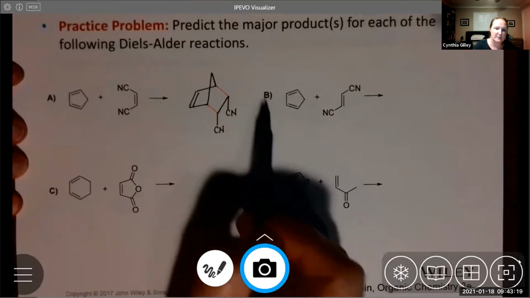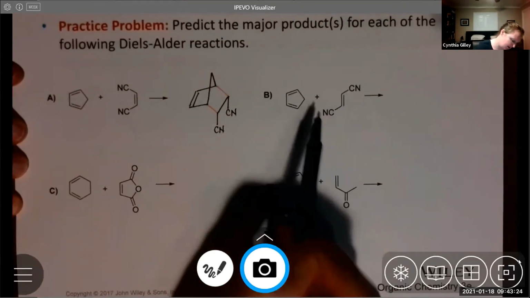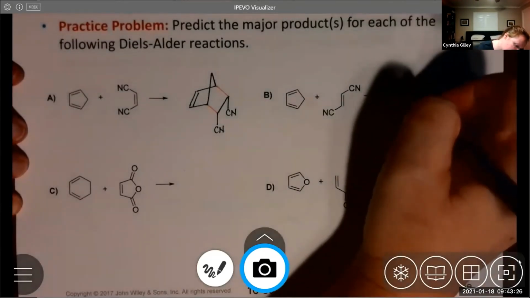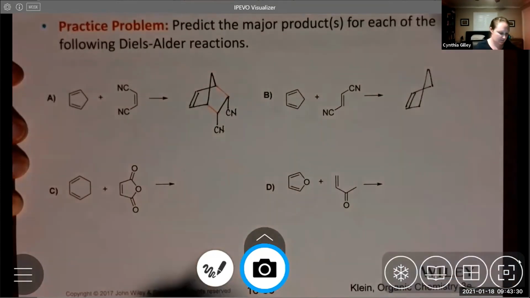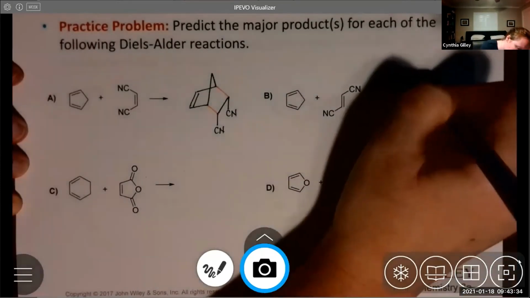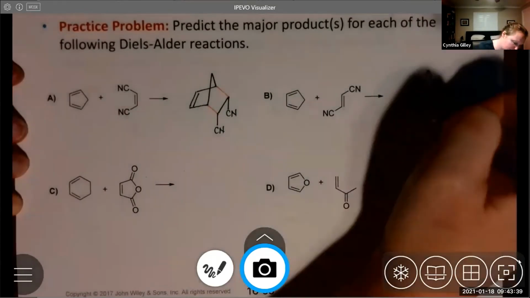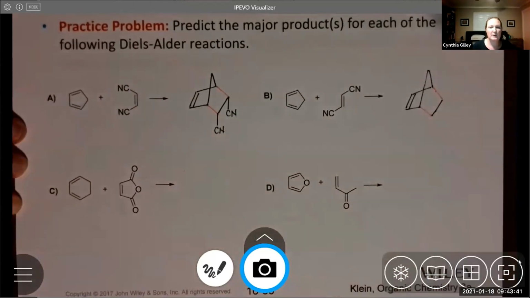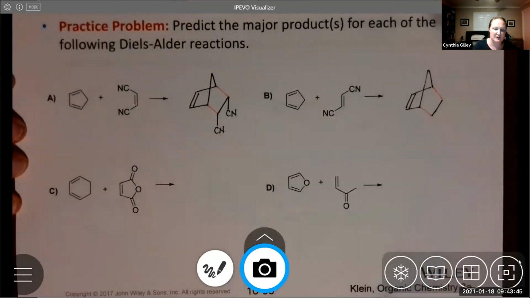Let's move on to the next structure. This is a very similar reaction. We're just starting off with a trans disubstituted dienophile. We're drawing in the product. We can do it the same way. We just need to get the relative positioning of the substituents correctly.